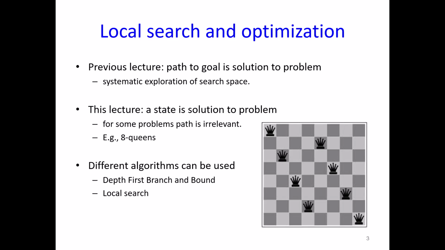A classic example will be the 8-queens problem. We discussed the 8 queens problem earlier. What matters is the final arrangement of queens, not the sequence of moves to place them. Other applications include circuit design, scheduling, routing, and even portfolio optimization.